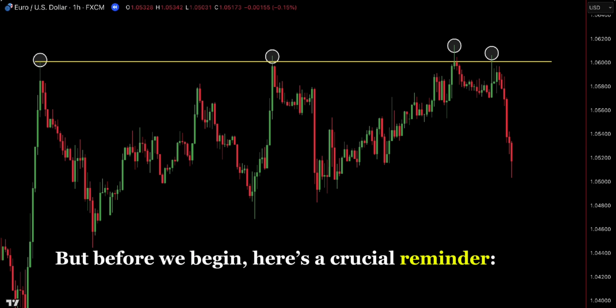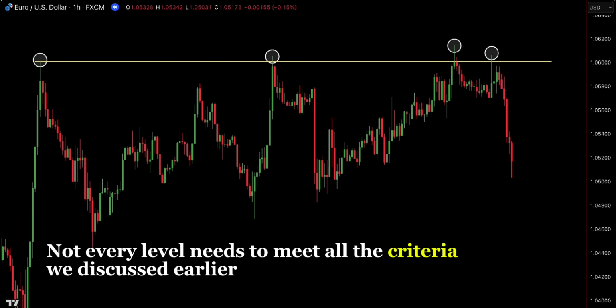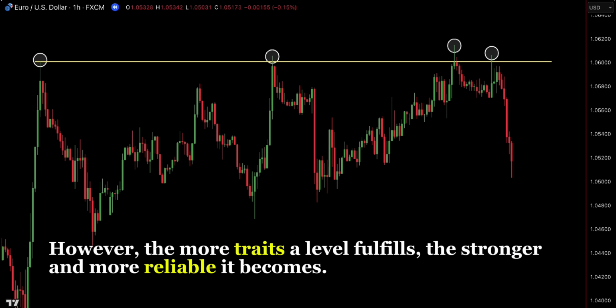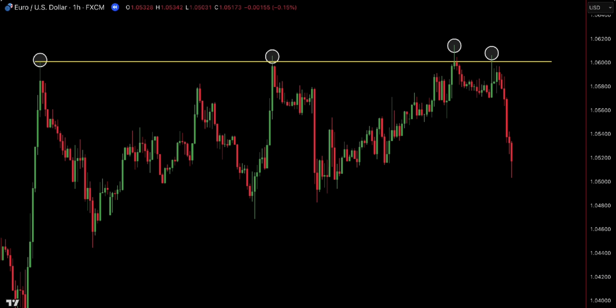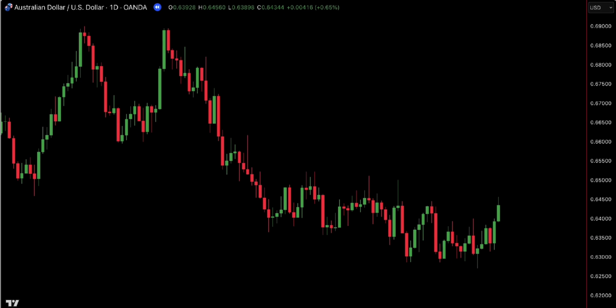But before we begin, here's a crucial reminder. Not every level needs to meet all the criteria we discussed. However, the more traits a level fulfills, the stronger and more reliable it becomes. With that in mind, let's apply this approach step by step. Take a look at this chart example.